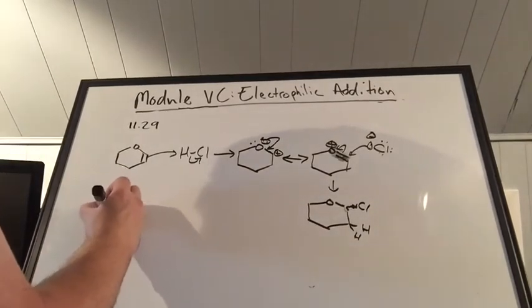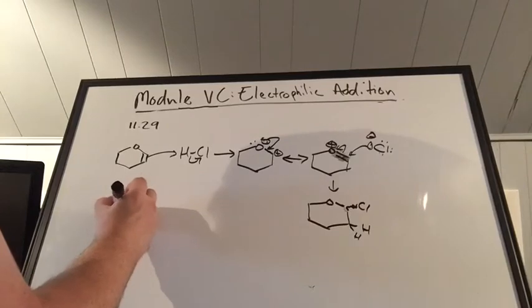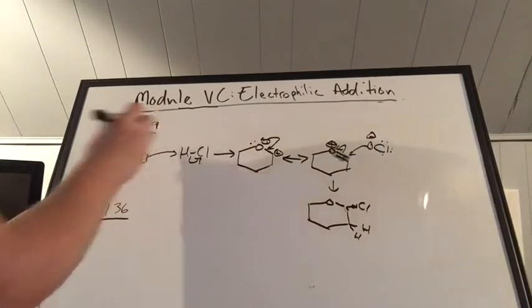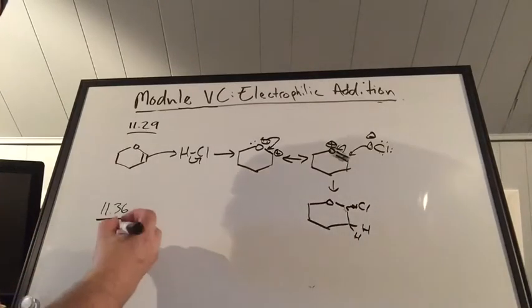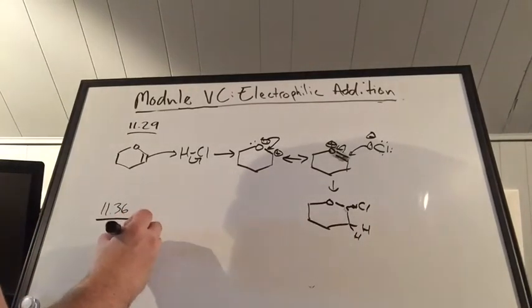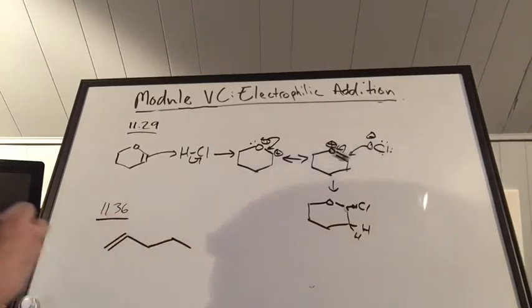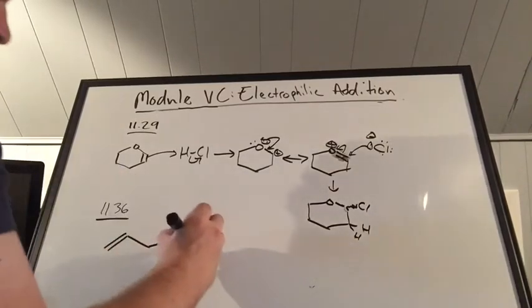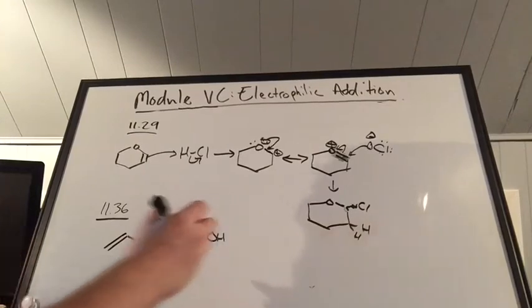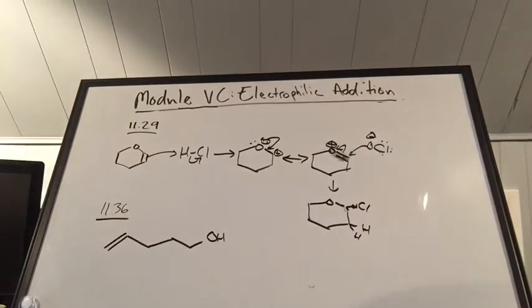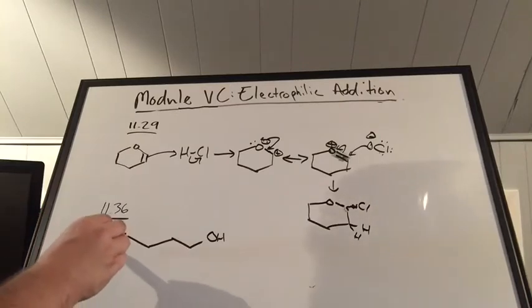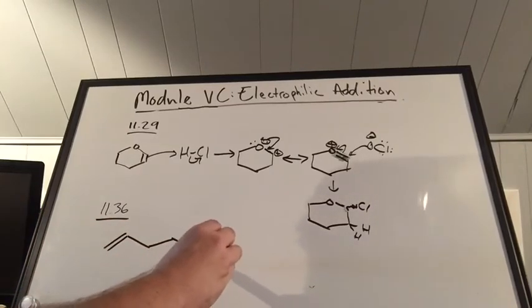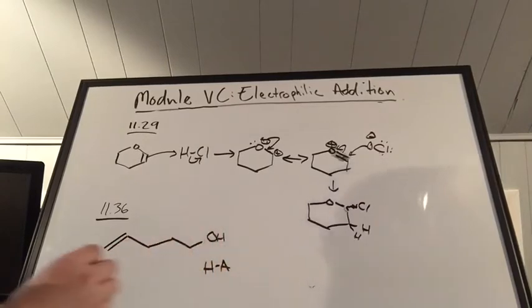11.36. It's going to be similar, but it's going to be an intramolecular reaction. So this will not be unlike what you saw, again, from that synthesis example from the previous module, module VA. Okay, so this lone pair, I'll just put HA as generic for sulfuric acid, whatever.